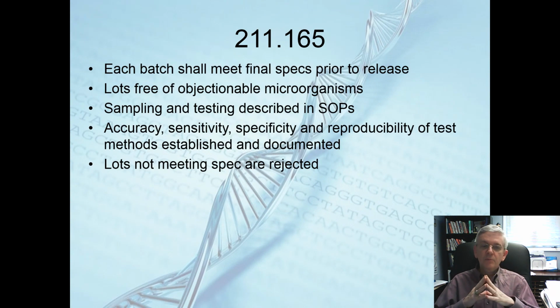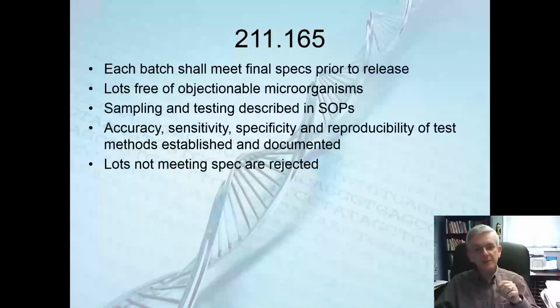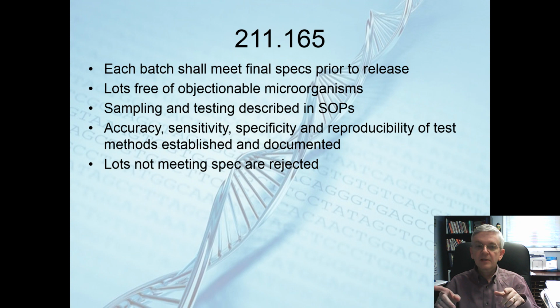211.165. Each batch shall meet a final spec prior to release. It's difficult to think that you have to put that in a statement here, but it is in the statement. The lot has to be free of any objectionable bacteria. Very simple on that. Sampling and testing is described in an SOP. Accuracy, sensitivity, specificity, and reproducibility of your test methods are established and documented. This is your validation requirement for your lab methodology. Lots not meeting specs are rejected. Very clear on that.